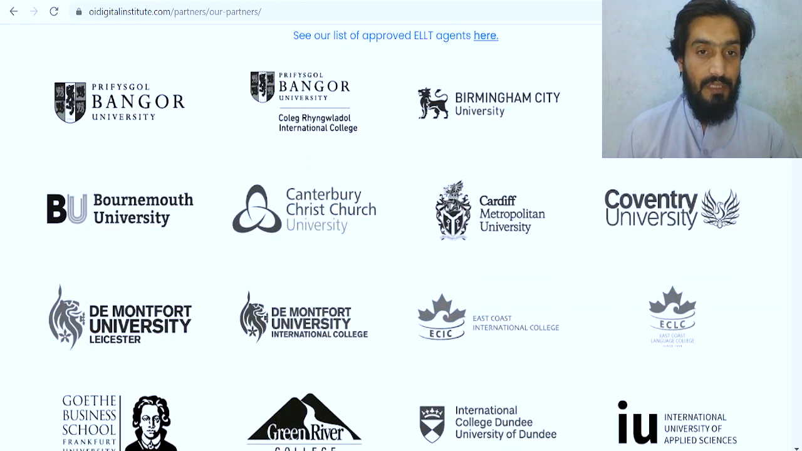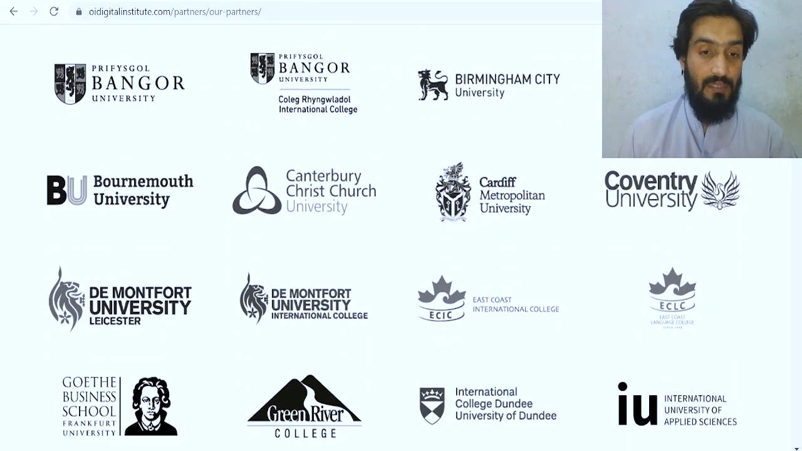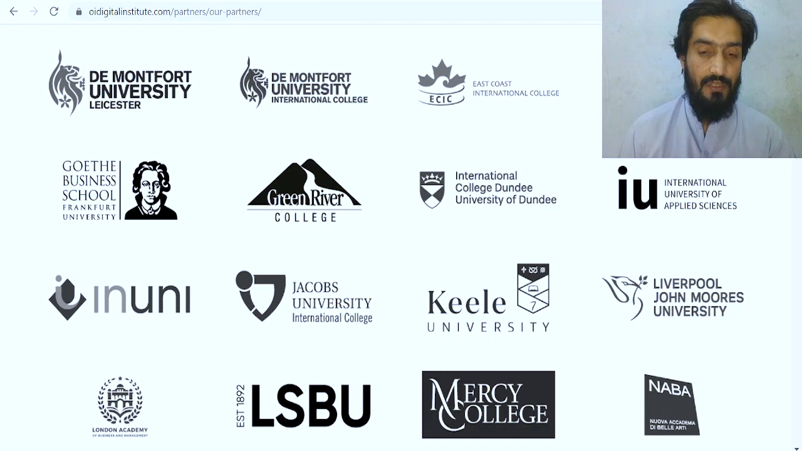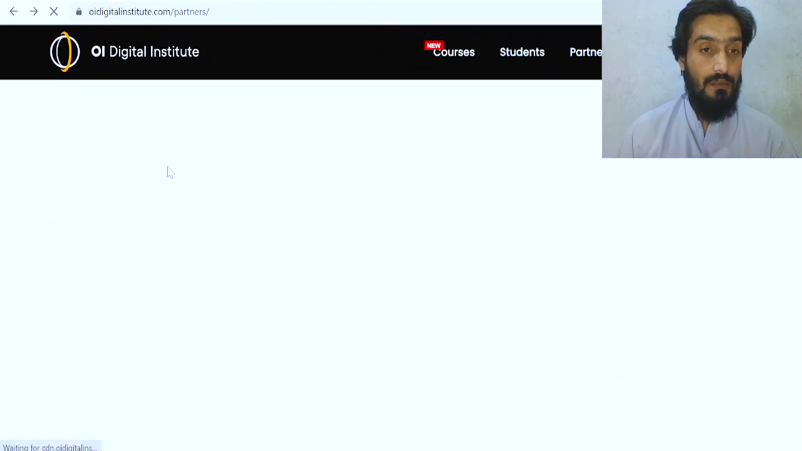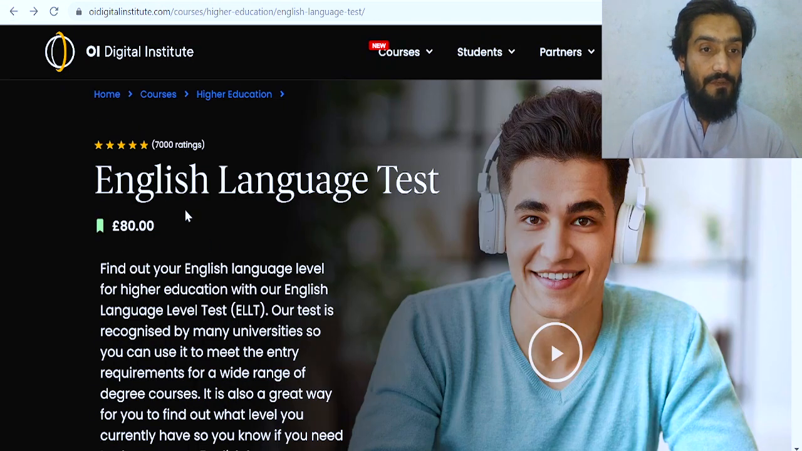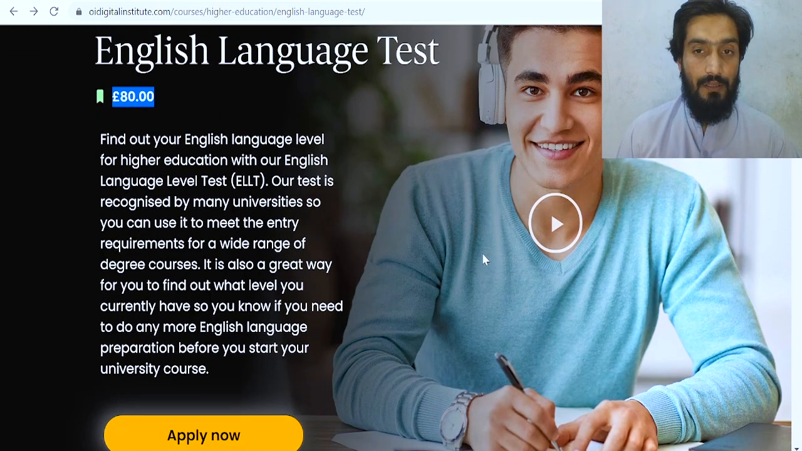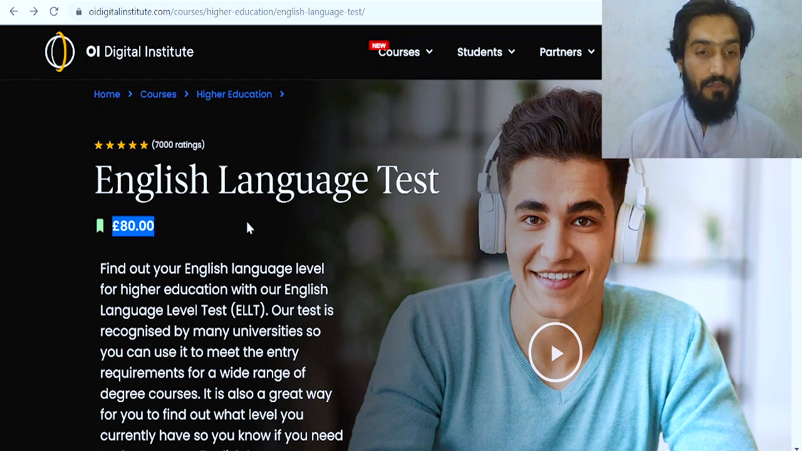So this is the list of universities that accept the ELLT or Oxford test instead of IELTS, and it's pretty reasonable because the registration fee is almost £80, plus tax, which is around £2. Many students have taken this test, and currently they are studying in the UK.